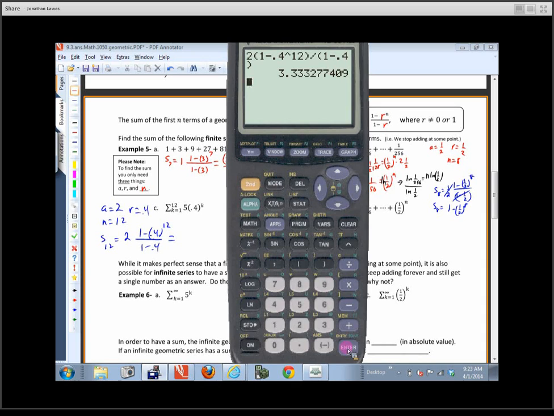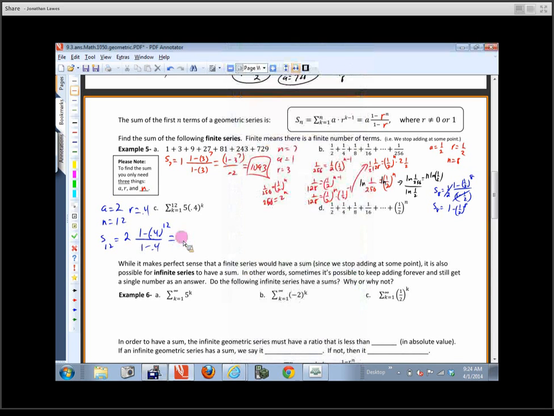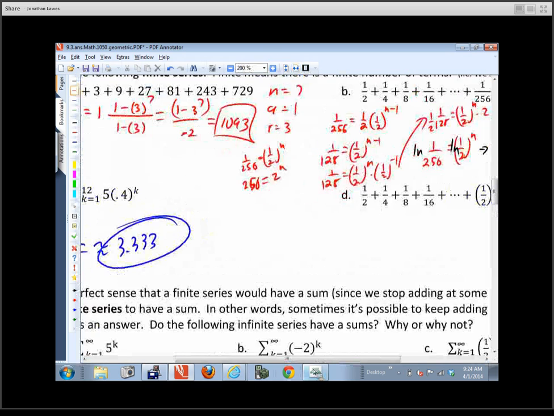Now, 3.3327 and so forth, we could just double check this and see if we could make this a fraction. Maybe it would turn into a fraction. It doesn't. So it's a long enough and an ugly enough decimal that it's not going to give that to us. Okay. So we're going to say it's approximately 3.333. Okay, any questions? Okay, good? I want you to look at the next one because this one's a little bit different.